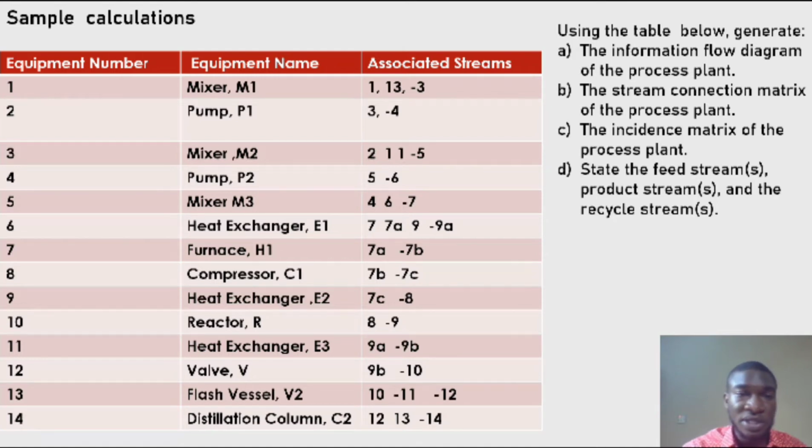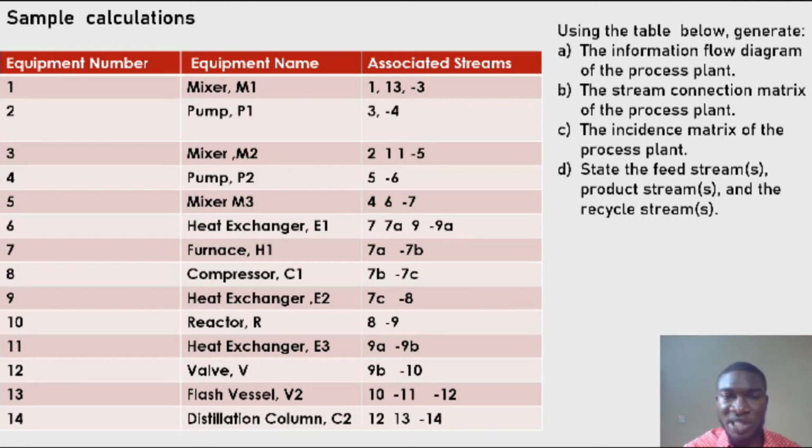It's a process matrix, so we want to actually convert it to a stream connection matrix. So you have the equipment number, the equipment name, and the associated streams. Using the table, we are to generate the information flow diagram, the stream connection matrix, the incident matrix, and the feed streams.